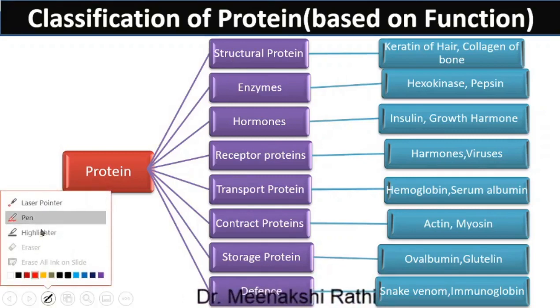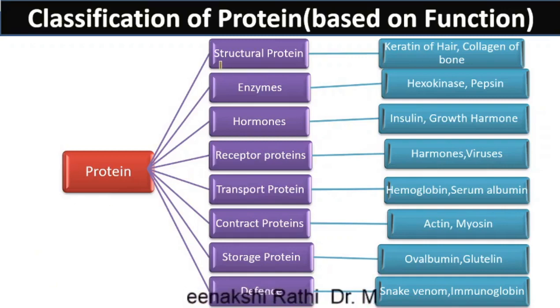This is structural protein. Examples of structural protein: keratin, collagen of bone. They provide the structure or support to the body. Enzyme protein or catalytic protein: hexokinase, pepsin, that act as a catalyst in various biochemical reactions. Hormonal protein: insulin and growth hormones. These proteins function as hormones.